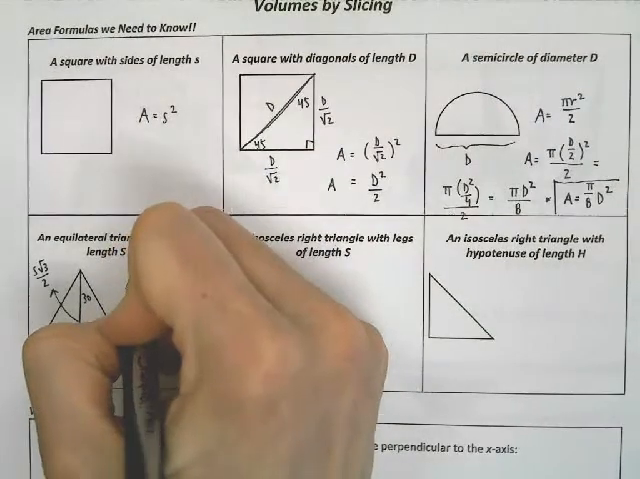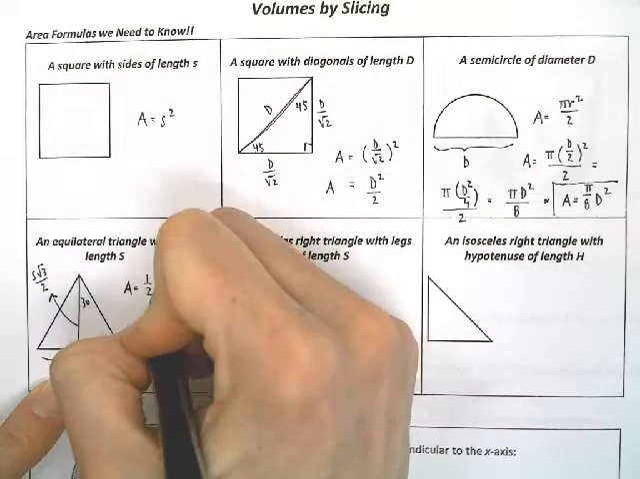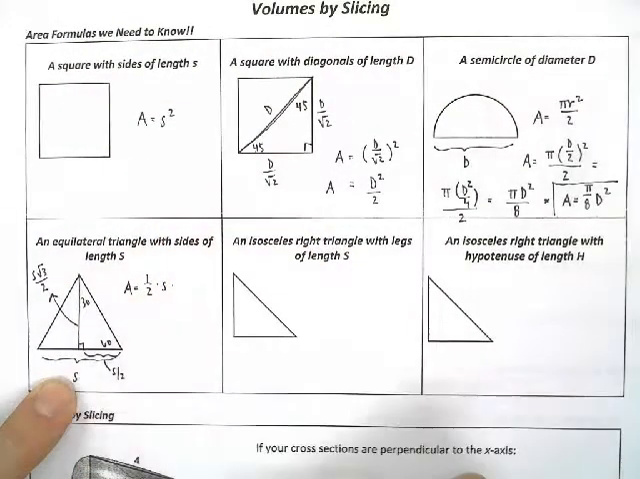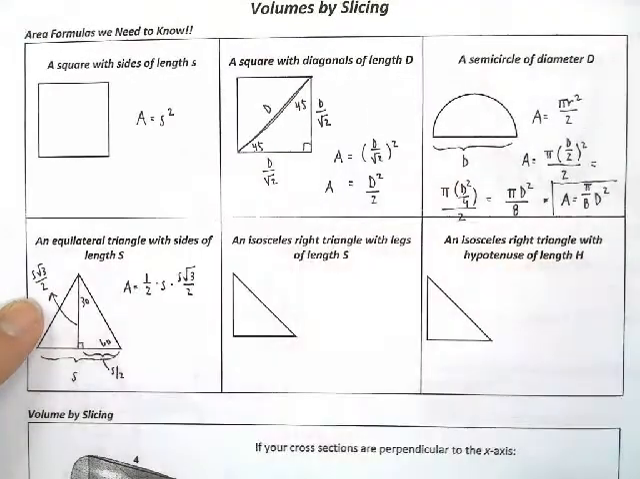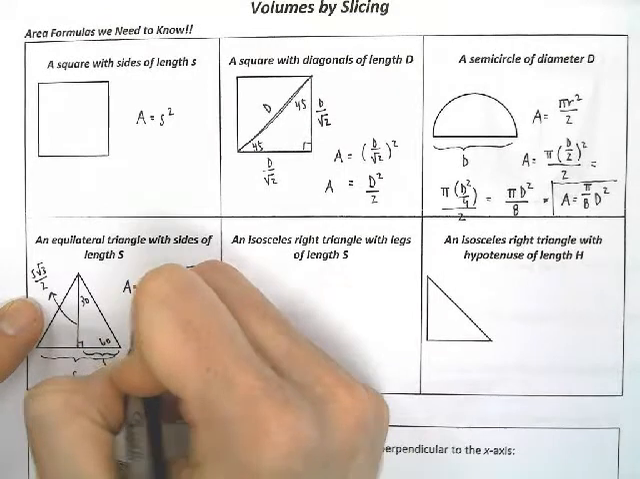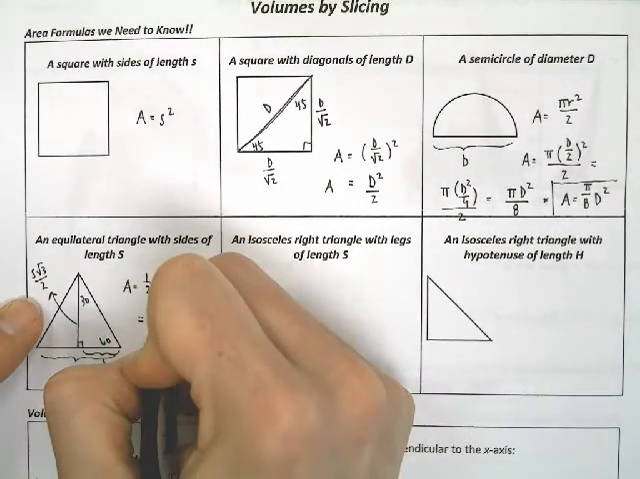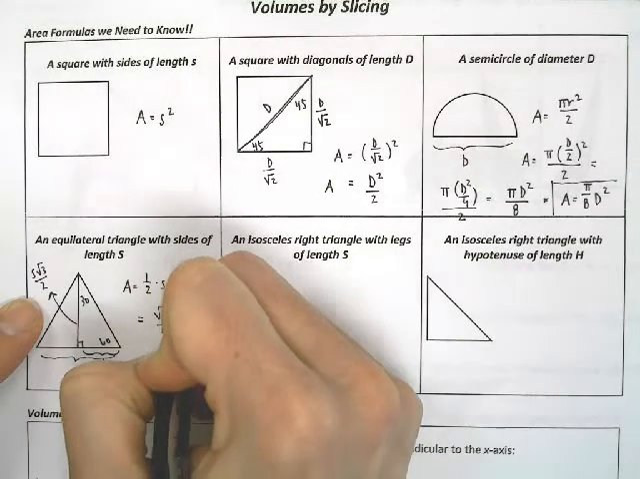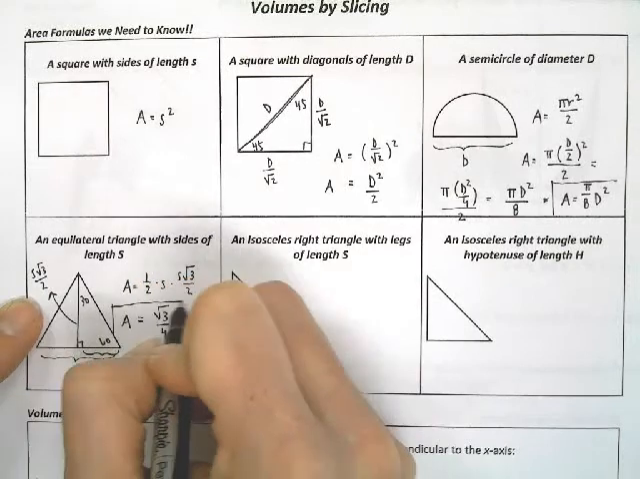So now my area is 1/2 the base, which we said was s. Then we said the height was s root 3 over 2. So now I'm going to kind of pull all my constants together. I've got 2 times 2 is going to be 4 in the denominator. So root 3 over 4 times s squared is our formula.